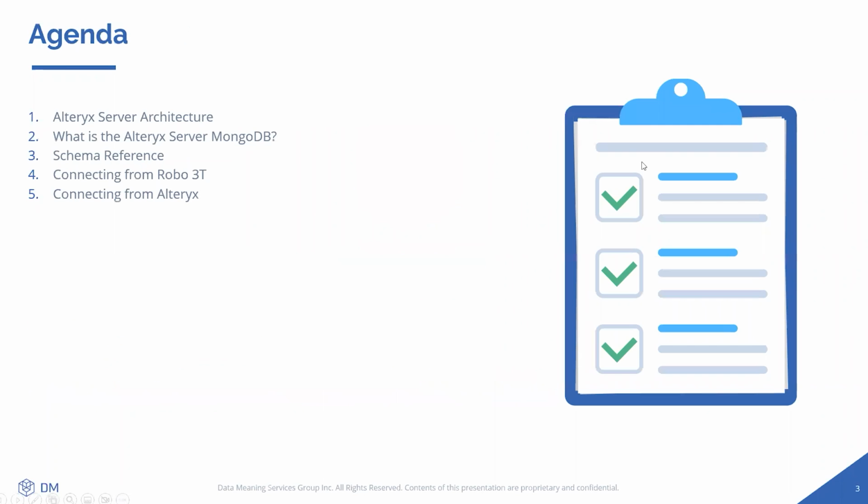Our agenda, real quick, we are going to talk about the architecture of the server, where it fits in like the whole Alteryx stack. We're going to talk about the Mongo database with Alteryx Server, what its relationship is, what it's doing. We're going to talk a little bit about the schema there. And then we are going to show some examples of connecting through Robo 3T as well as connecting through Alteryx on an actual live instance.